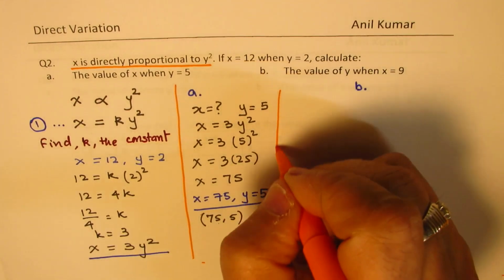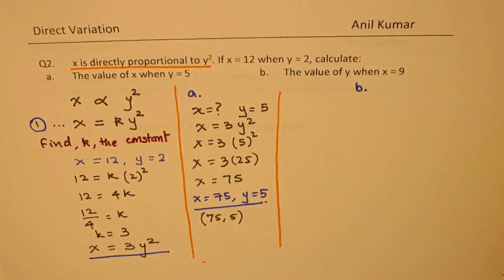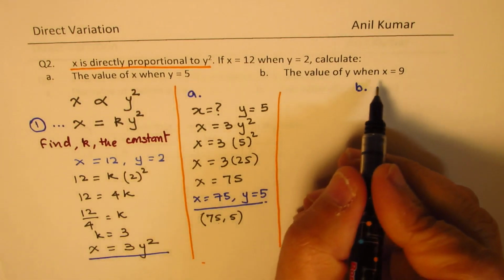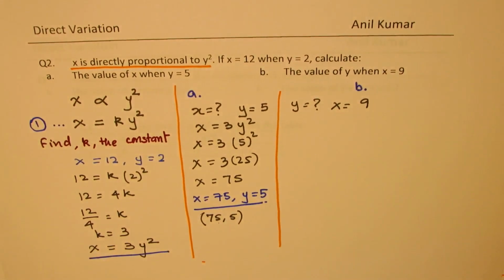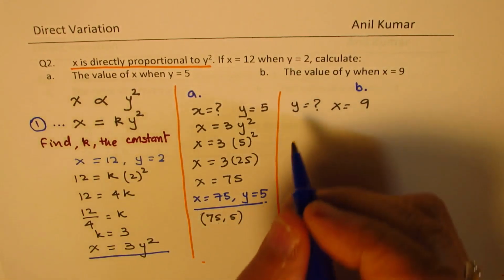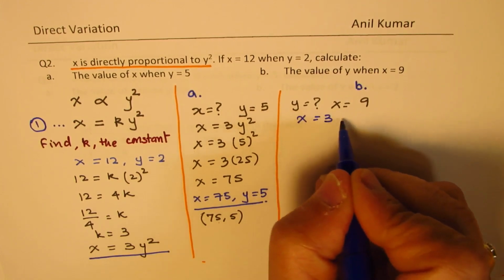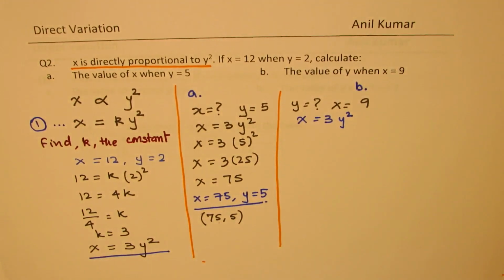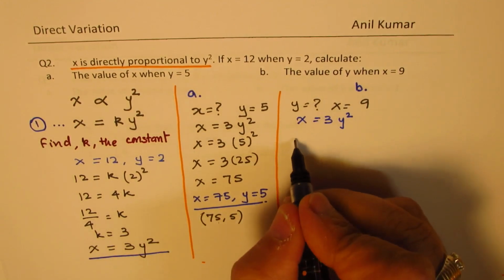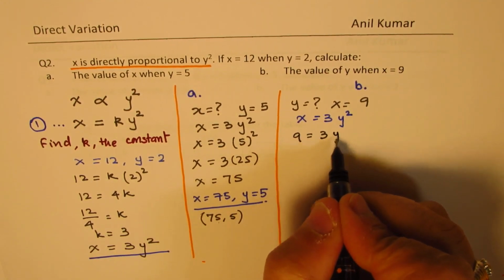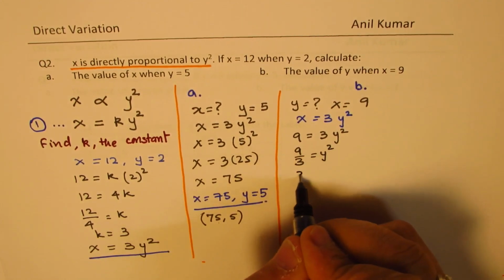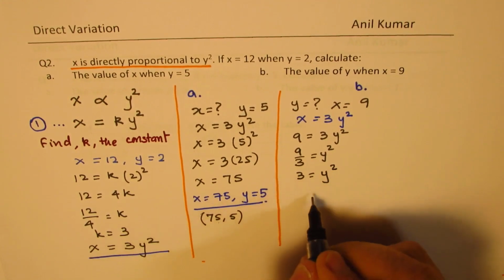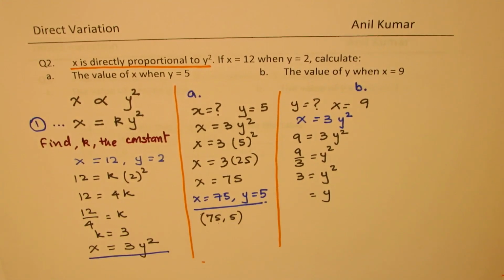Now, let's look into part B. It is slightly tricky. It says we need to now find the value of y when x is equal to 9. Okay, let us use the same equation, which is x equals 3y squared. Substituting the value, we get 9 equals 3y squared. We can divide 9 by 3. We get this as y squared. So we get 3 equals y squared. Now what is y equal to? Of course, square root of 3.